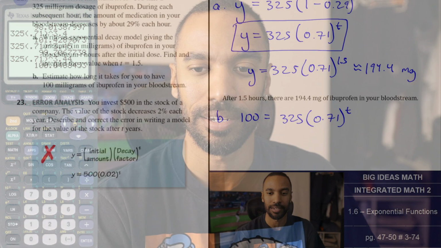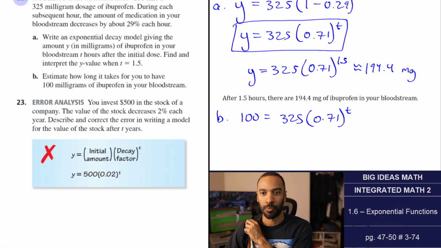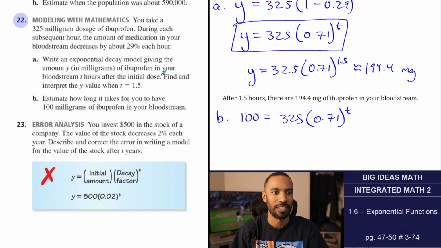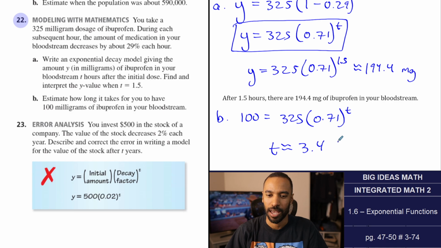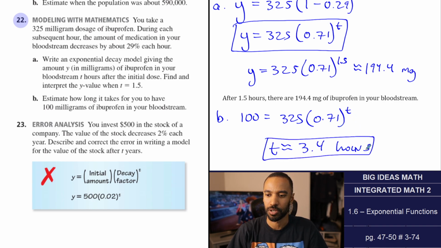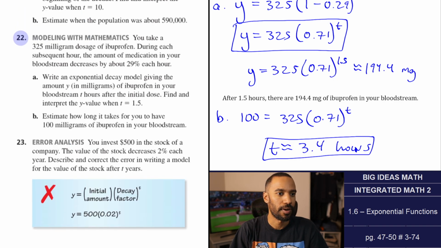So after 3.4 hours, or 3.44, it keeps going. There's actually even an exact number, which I'm not necessarily providing for you here. But that t is about 3.4 hours. They don't ask you to interpret that, but that's what it says: after 3.4 hours, you'll have 100 milligrams in your bloodstream. Okay, number 23. I wonder if 24 is also error analysis.